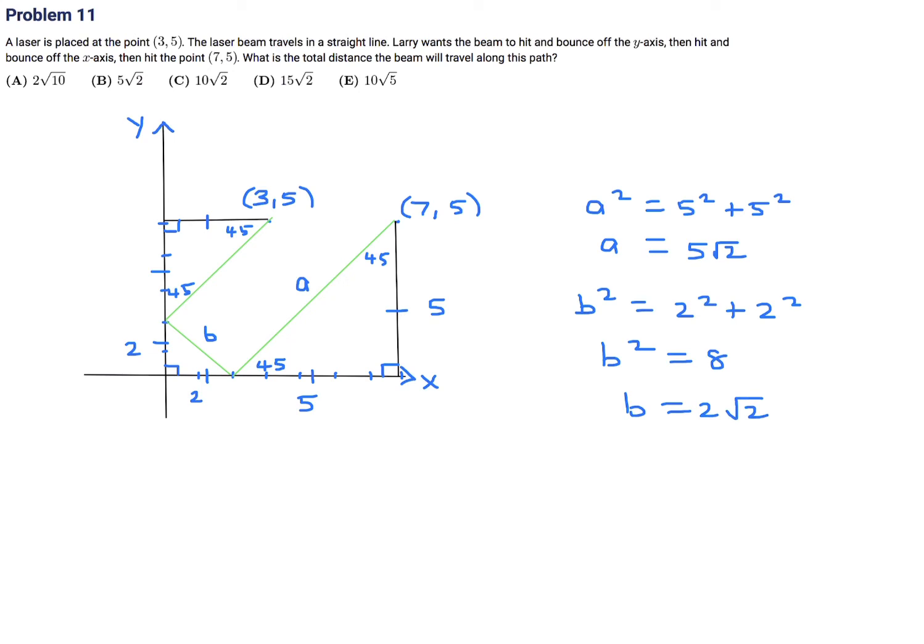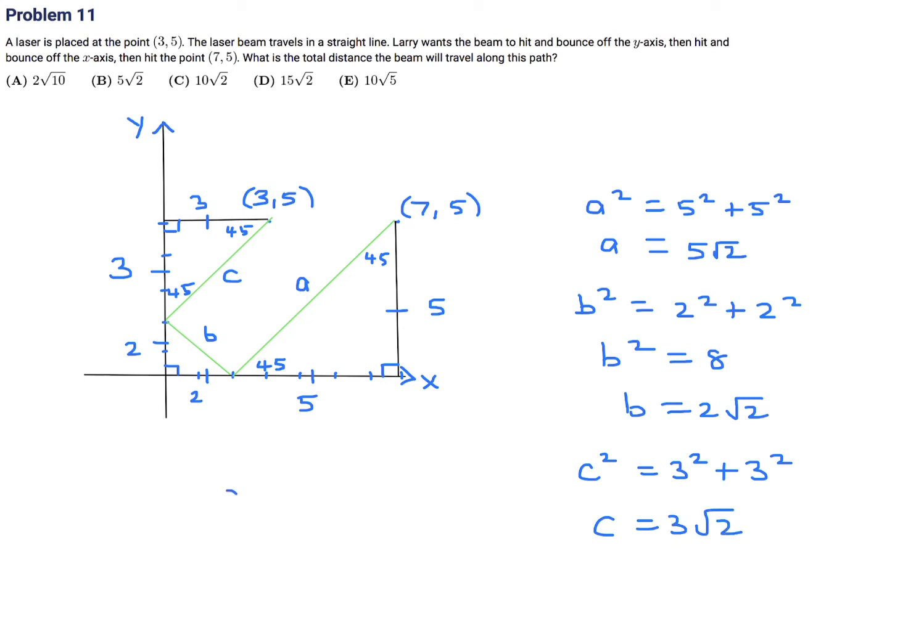Okay, top to bottom here was 5. This is 2, so that means this is 3. So this is 3, this is 3. And I can calculate that distance c. C squared will be 3 squared plus 3 squared. So that's going to be, what, 18? That's 3 root 2. So c is 3 root 2.